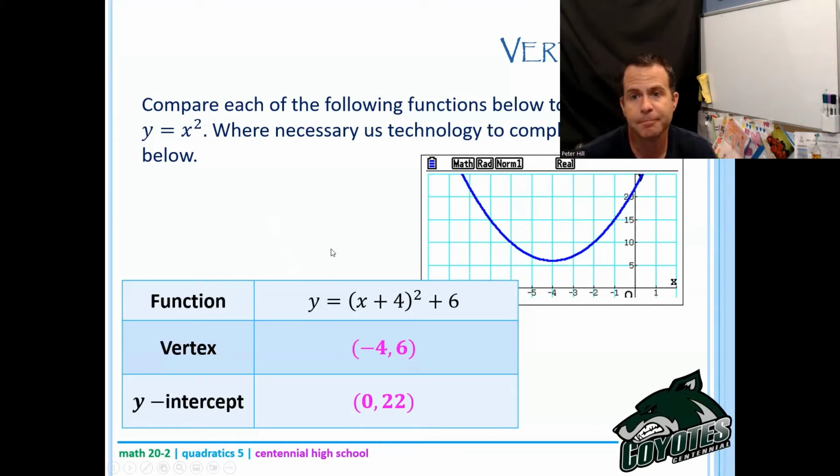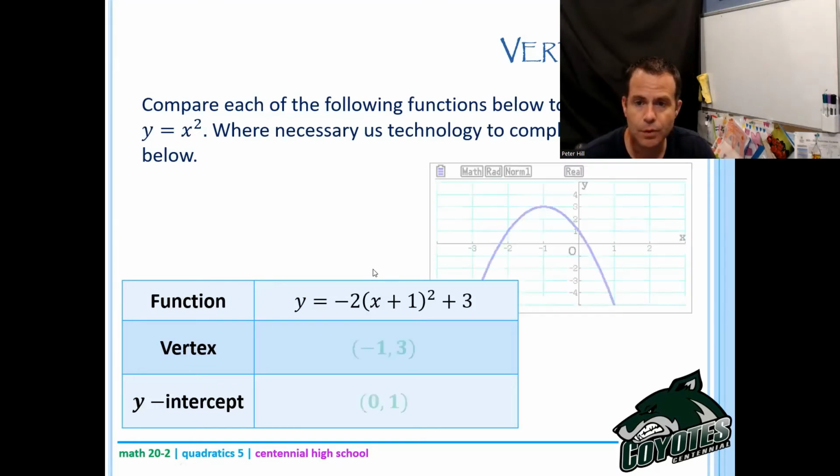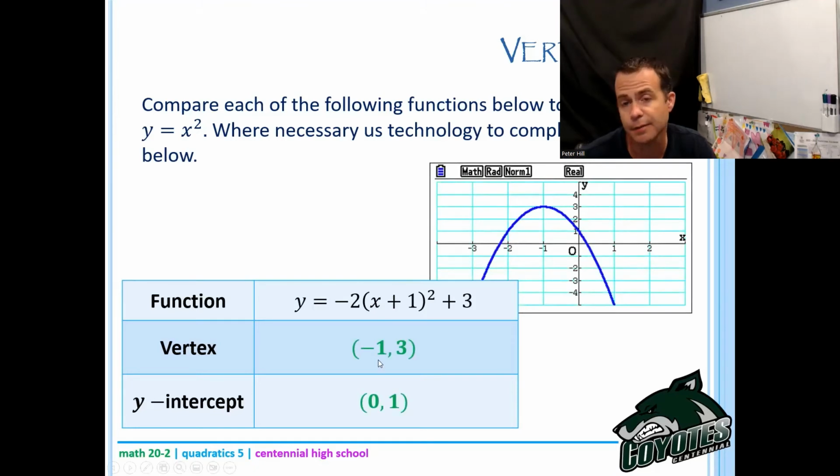Okay. All right. Good. Now we're going to try -2 bracket x plus 1 all squared plus 3. Go ahead and pause me. You try this yourself and then come on back. Okay, so you should have gotten a vertex of -1, 3 and a y-intercept of 0, 1. And this is what your picture should have looked like.